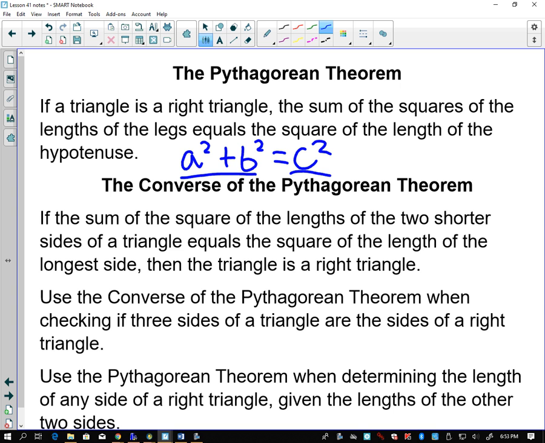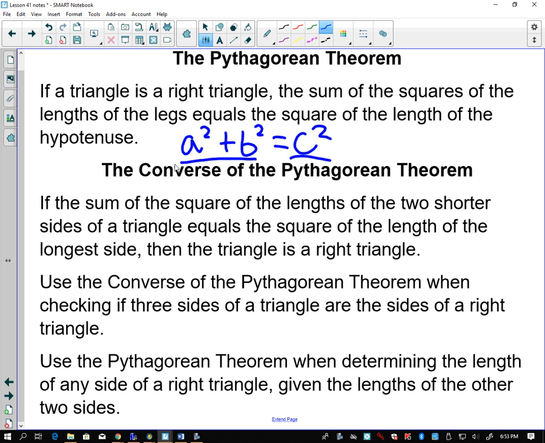And also the opposite of that is true. If a squared plus b squared equals c squared, if the sum of the squares of the two legs is equal to the square of the longest side of a triangle, then that triangle is a right triangle. You can use the converse of the Pythagorean theorem when checking if three sides of a triangle actually do form a right triangle. Use the Pythagorean theorem when determining the length of any side of a right triangle, given the lengths of the other two sides.